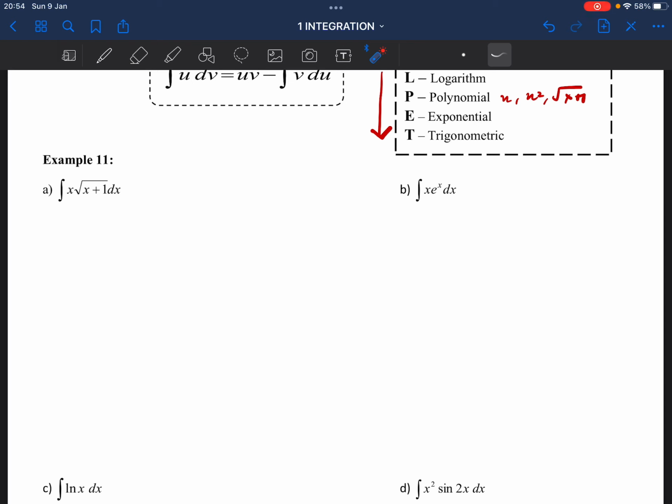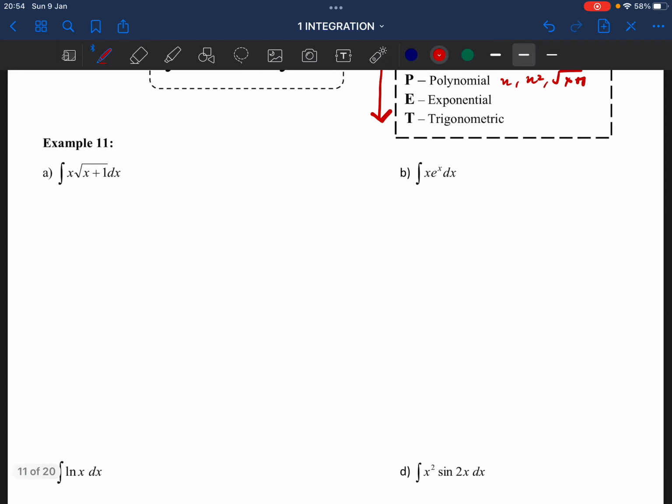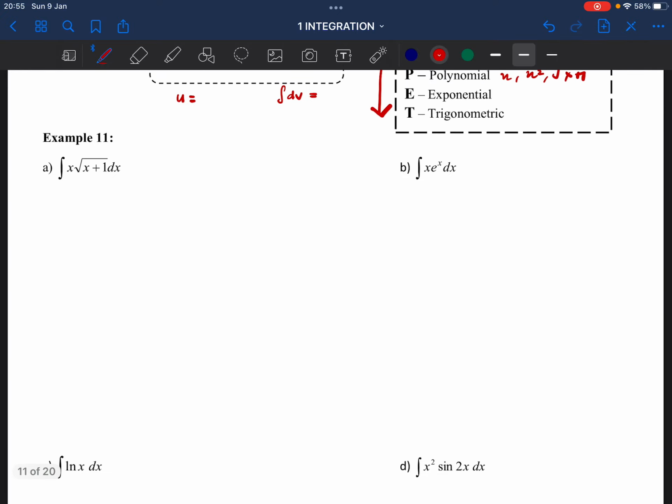So the arrangement will be like this: integration by basic rules, integration by substitution, integration by parts. Now we know that for this question we have to use integration by parts. So the first step is to choose your u, and we have to choose our integral dv. So we need our u, and we need our integral dv. You must write integral dv.